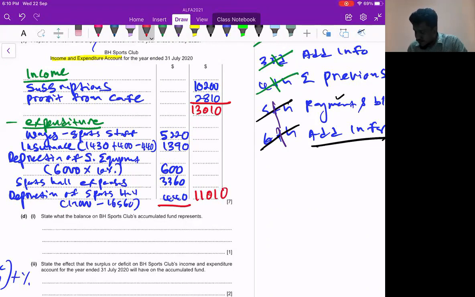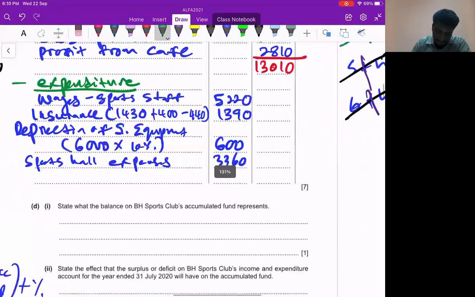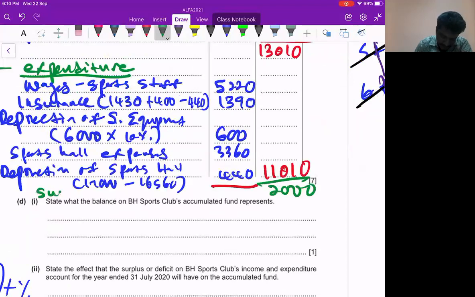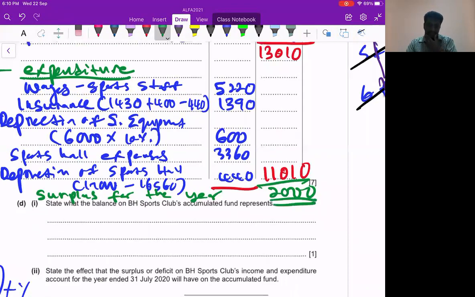13,010 minus 11,010. I get 2000. 2000 positive. If we get a positive 2000, that one is my surplus for the year. Surplus for the year is 2000. Understand or not?